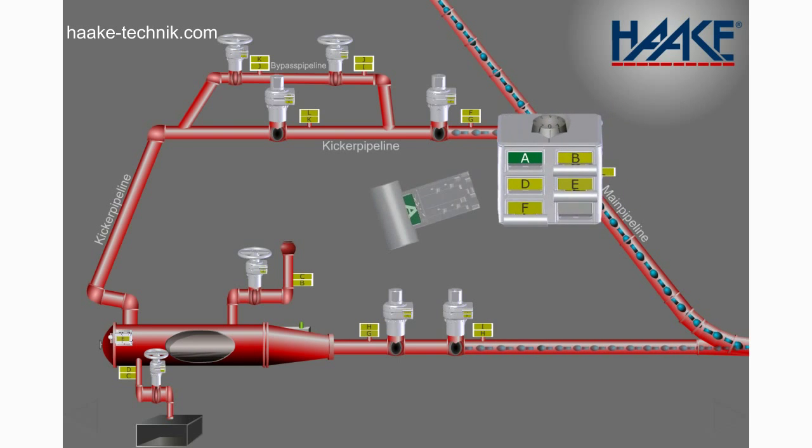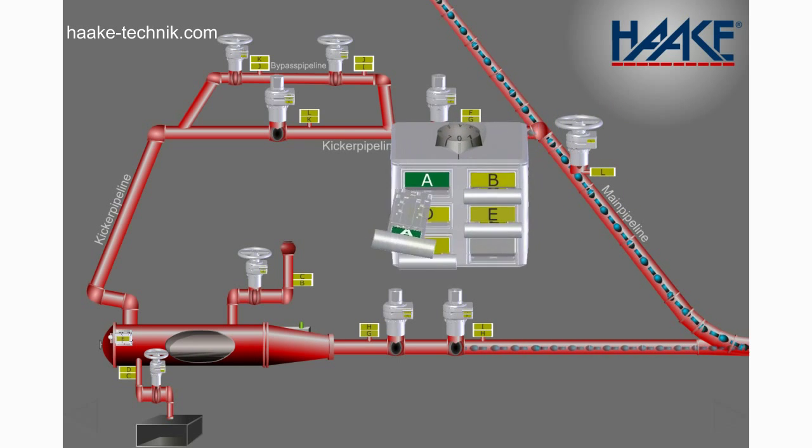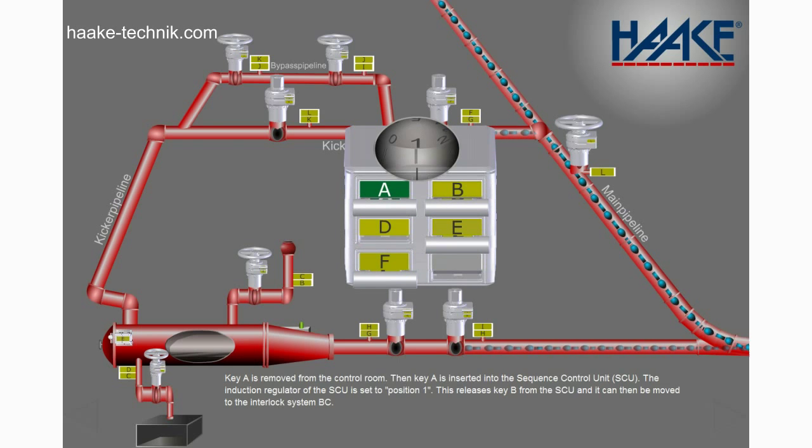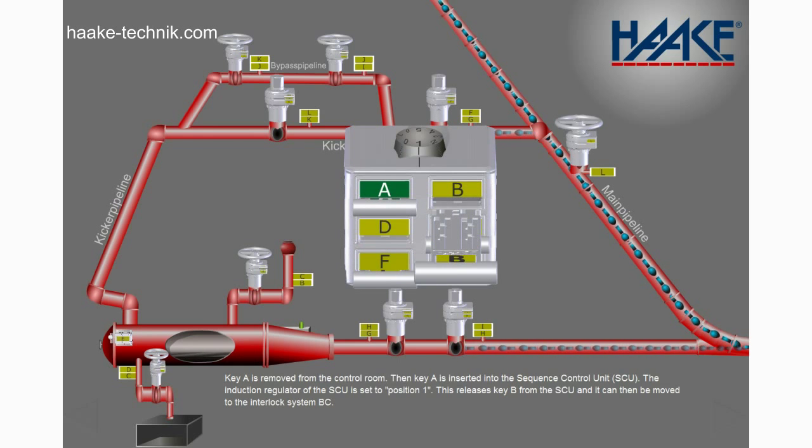Key A is removed from the control room. Then key A is inserted into the sequence control unit, SCU. The induction regulator of the SCU is set to position 1. This releases key B from the SCU and it can then be moved to the interlock system BC.